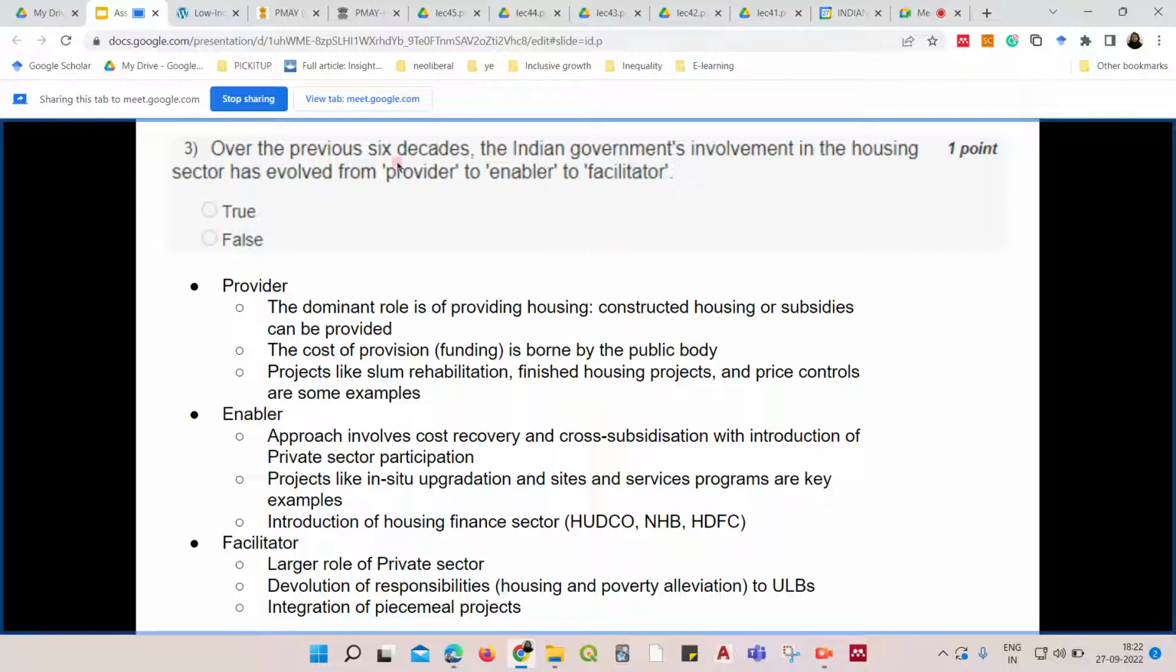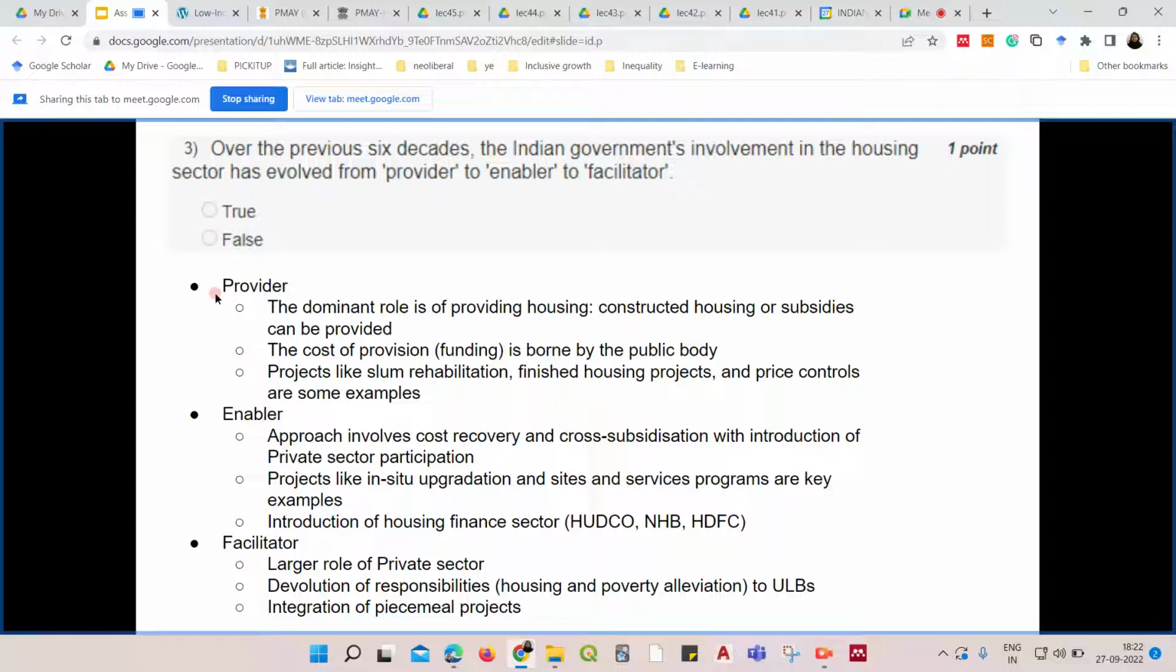But the three key points which this question mentions are the change of the Indian government's involvement from provider to enabler to facilitator. I'll tell you how these three roles are different, and what key features you can see for each role, which can help you decide which role a program of any particular period is related to. Okay, so first we'll see what provider is.